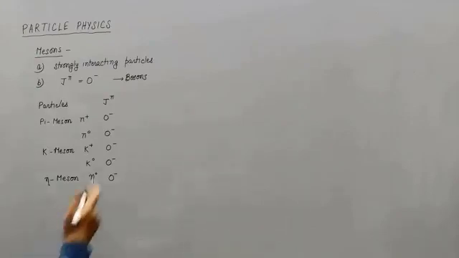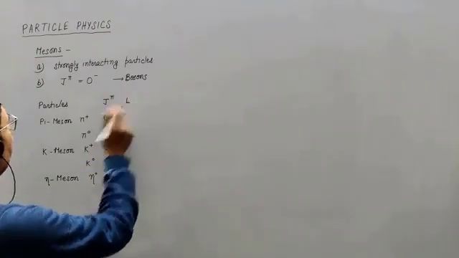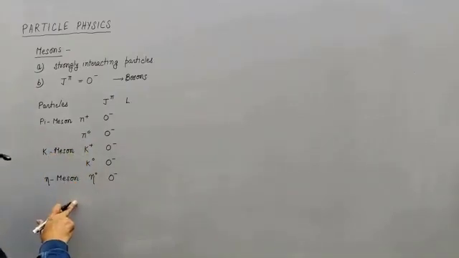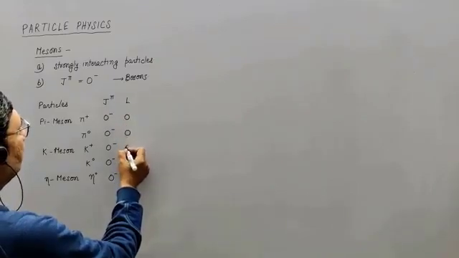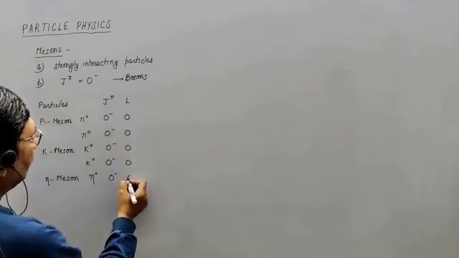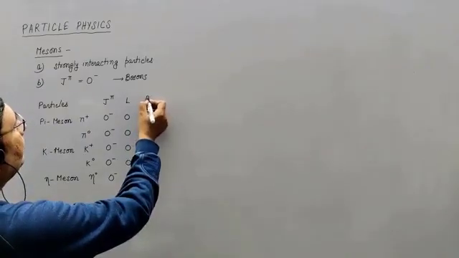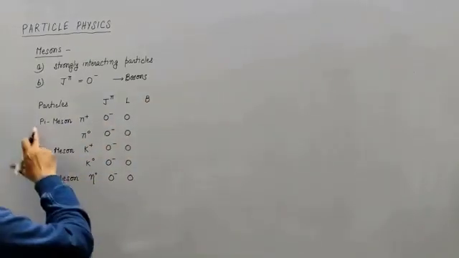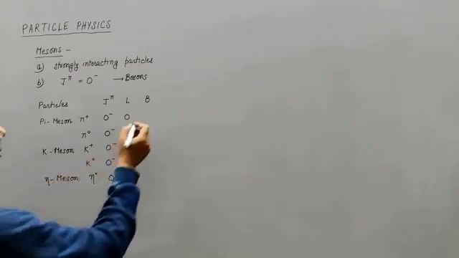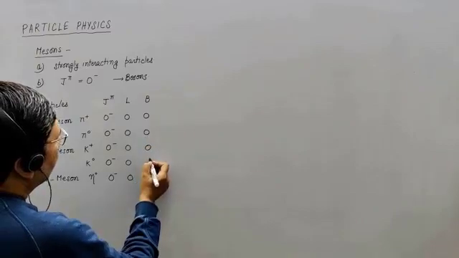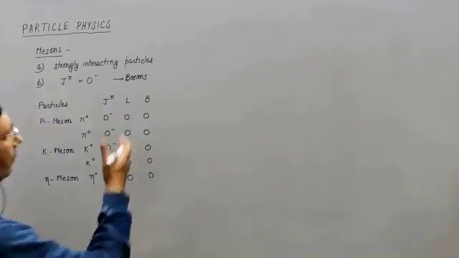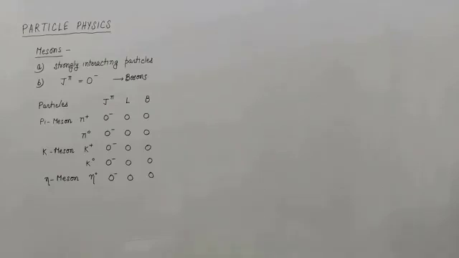If you talk about their lepton quantum number, because these mesons are not leptons, their lepton number is 0. There is one more quantum number that is known as baryon quantum number. These are mesons. They are not baryons. So due to this reason, their baryon number is also 0. I am just giving you a hint because they are not leptons, they are not baryons, they are mesons. They are a separate type of particles. So these numbers are 0.